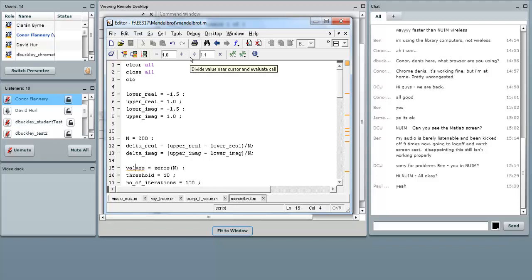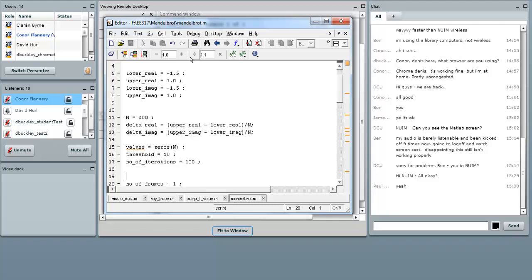So we then decide we're going to sample along the real axis 200 times, from -200, and sample along the imaginary axis 200 times. So a step along the real axis is given by this, a step along the imaginary axis is given by this. So 200 by 200 gives us 40,000 points. That's a lot.